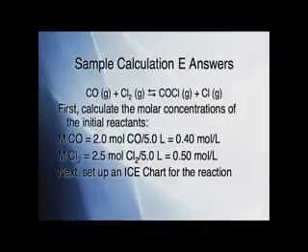So the molarity of the CO, or carbon monoxide, we take the number of moles, which was 2.0 moles, and divide it by the volume of the container, 5.0 liters, to get 0.40 moles per liter of carbon monoxide. The molarity of the chlorine is 2.5 moles of chlorine divided by the 5-liter volume, which gives us 0.50 moles per liter. We'll then set up an ICE chart for the reaction.